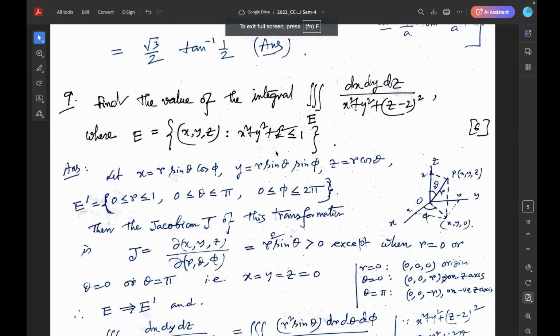And this is the sphere x square plus y square plus z square equal to 1, the unit sphere centered at origin with radius 1. The region includes all interior points and these boundary points, so this is less than or equal to 1, the volume of the interior and boundary points.